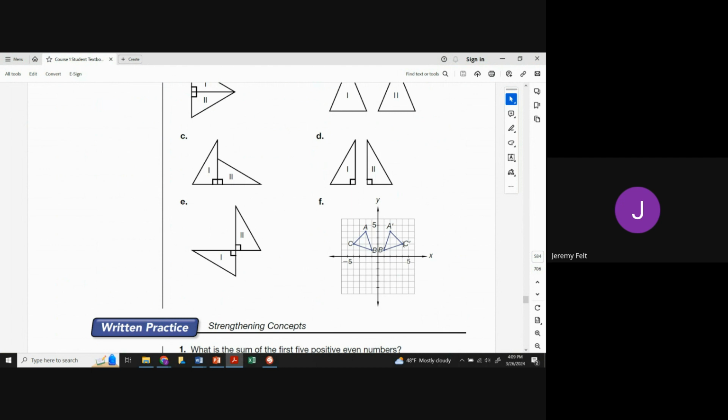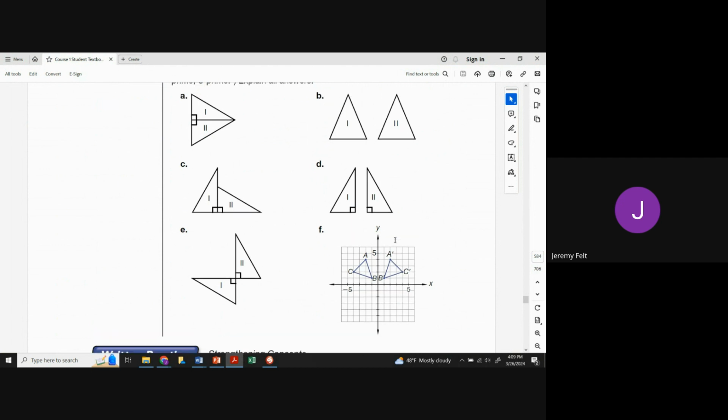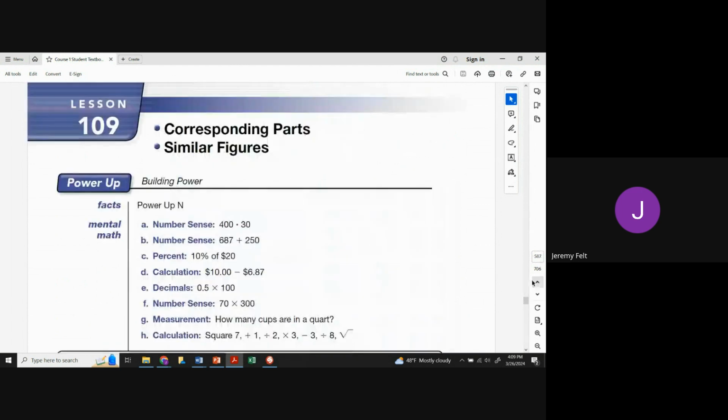So C is further away here, so C prime is going to be further away here. So we'll go over these together. Just know those different terms, and we'll go over these practice set examples together.